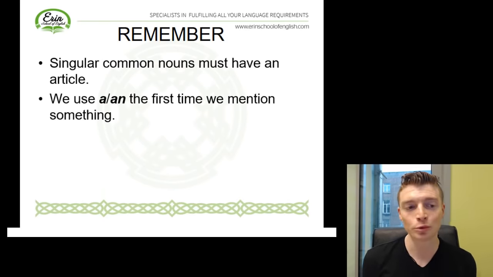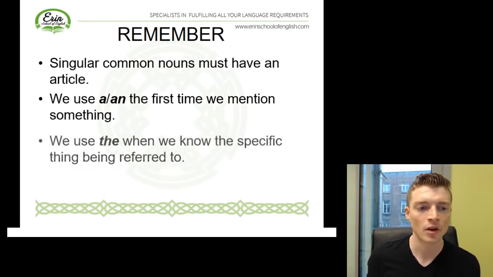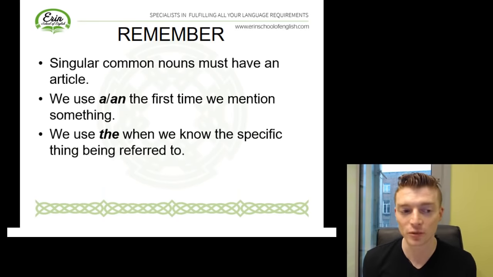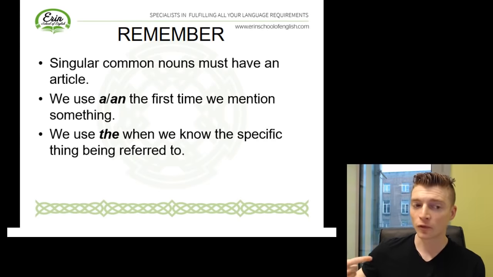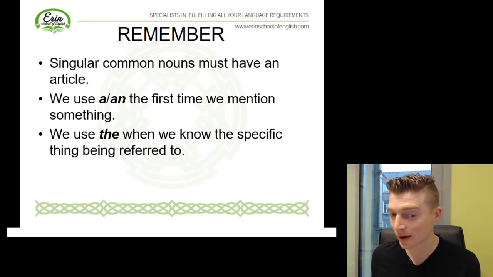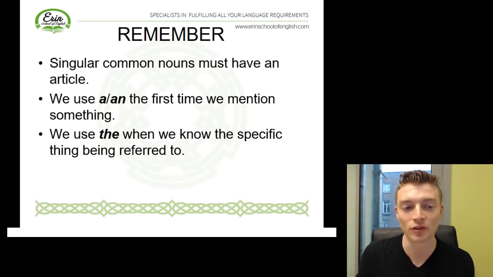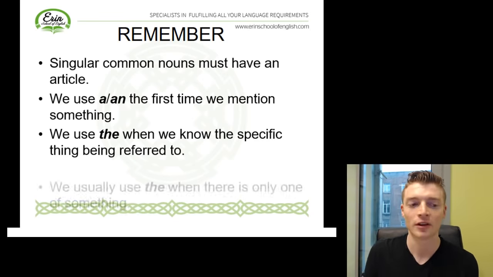We use a or an the first time we mention something. I saw a boy. She saw a dog. We use the when we know the specific thing being referred to. So for example, the first time we mention something, she saw a dog. The next sentence, the dog was barking. Now we know the thing being referred to, therefore we're using the definite article, the.